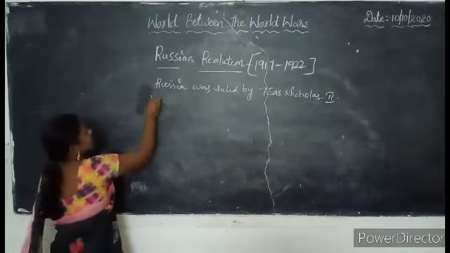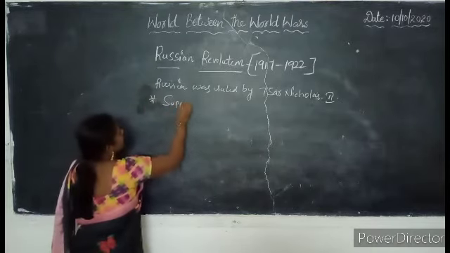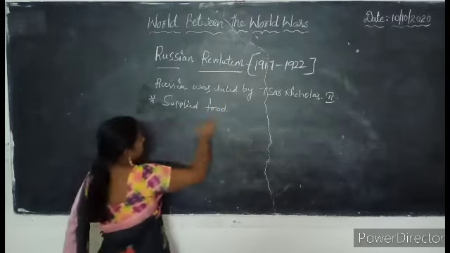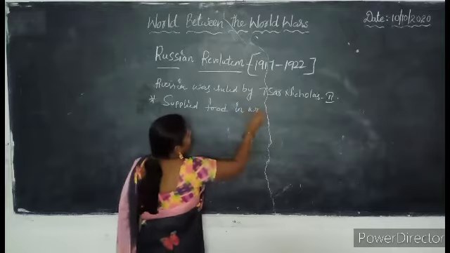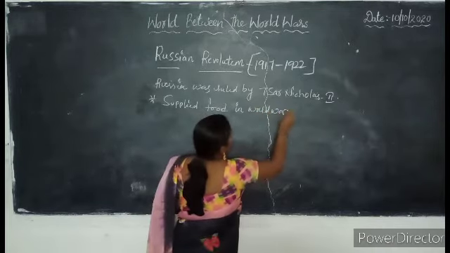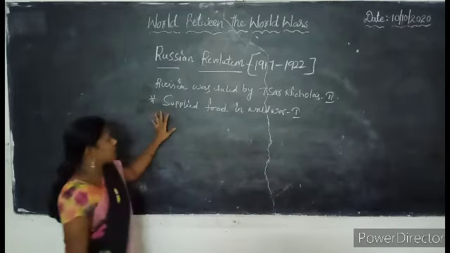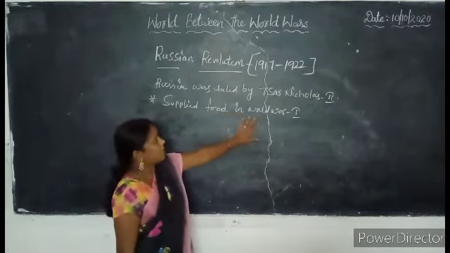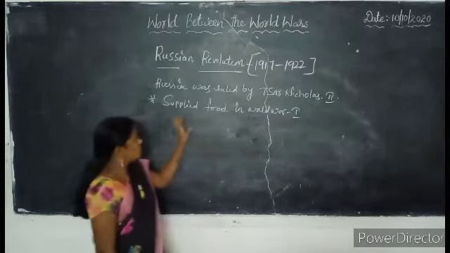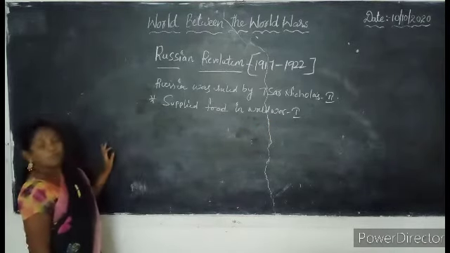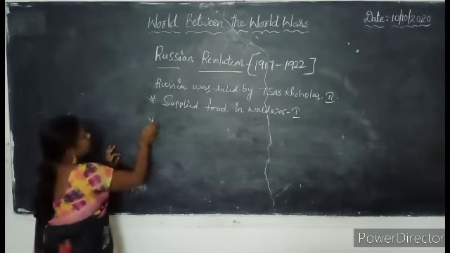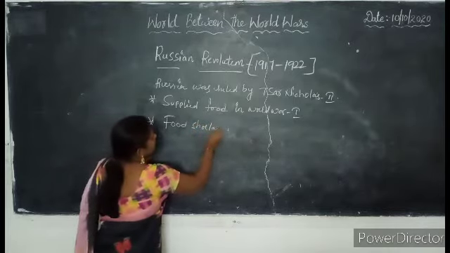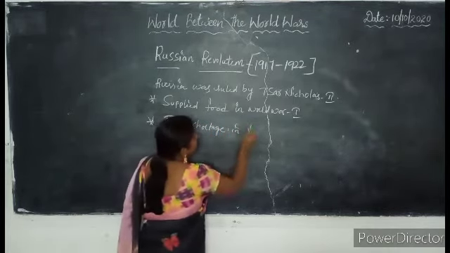Russia supplied food to the soldiers who participated in World War I. So, due to the supply of food in the World War, there was a food shortage in Russia.